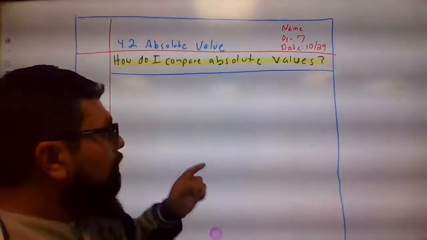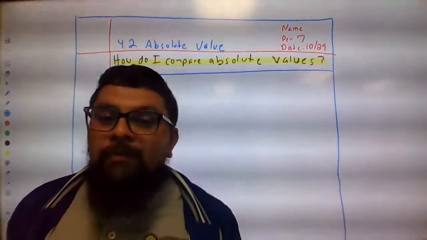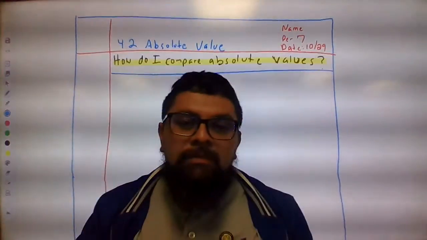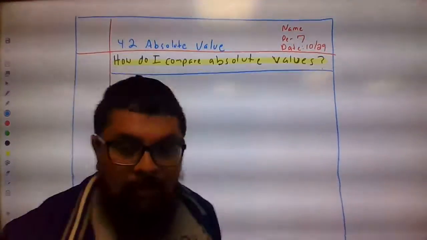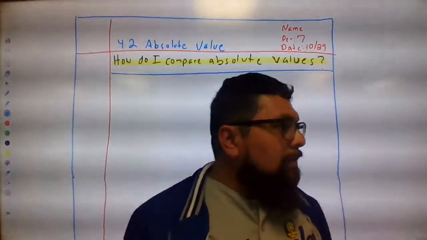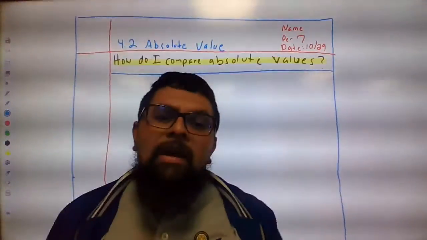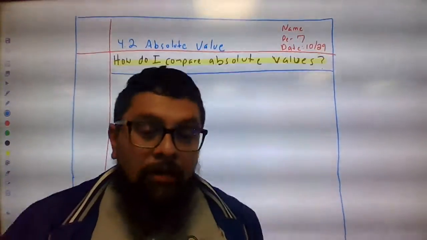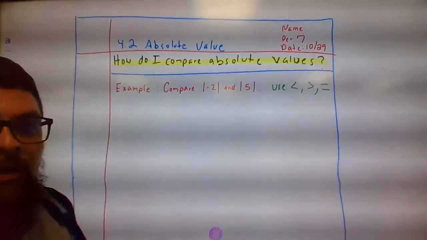All right. So today, here's your question that you're going to answer. How do I compare absolute values? How do I do it? So that's what we're going to do right now. So let's go ahead and do this first example. It's right here on this slide. We're comparing two numbers, two absolute values, and let's see how we can do it, and also using a number line.